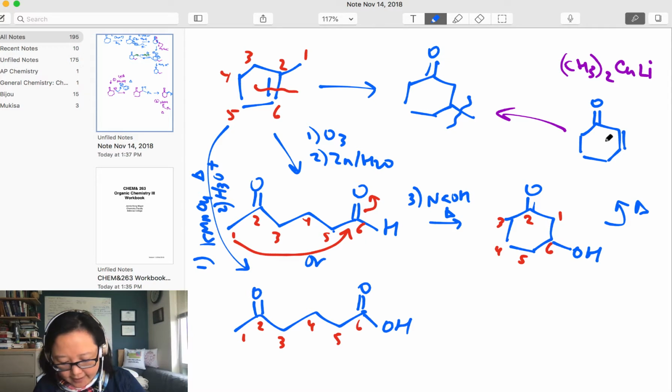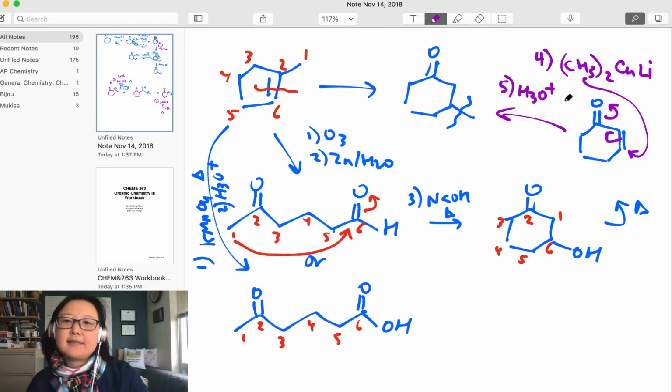And then step 4 would be the Michael addition. So this attacks here. And then maybe I do an acid workup, dilute acid workup, just to get the enol to the keto form. Okay, so that's one possibility.